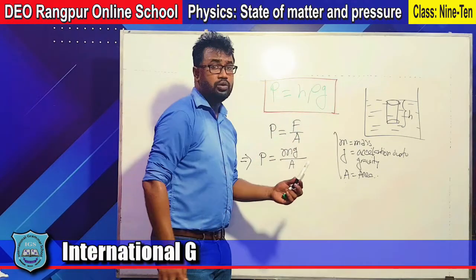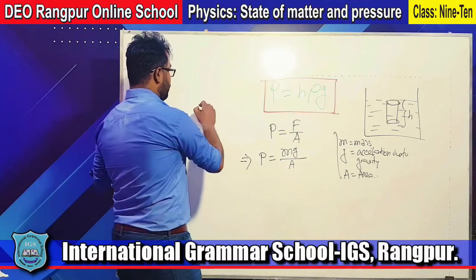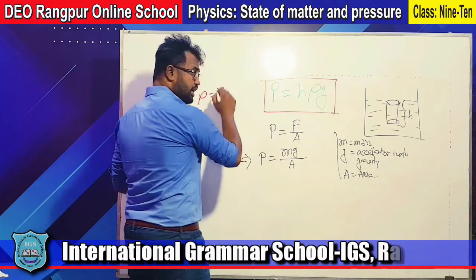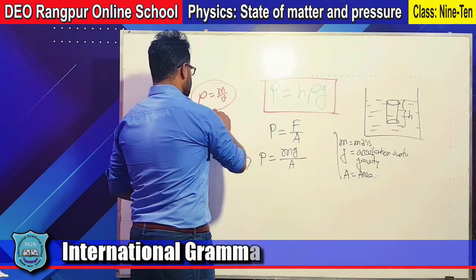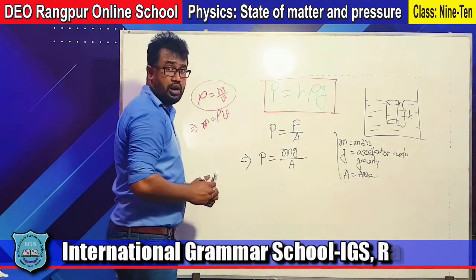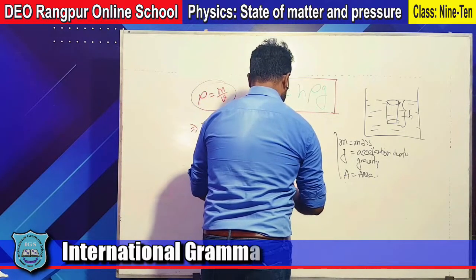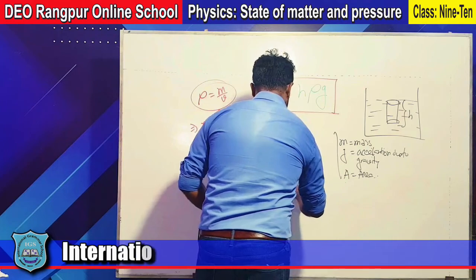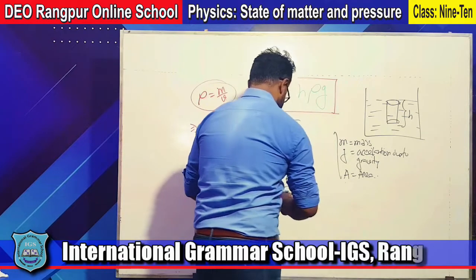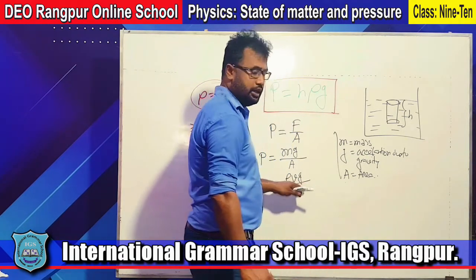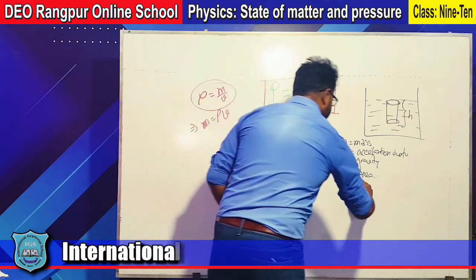A few moments ago, we learned another equation, rho equals m by v. So we can easily write m equals rho v. We will put the value of rho v into g divided by A. What is v here? V equals volume.